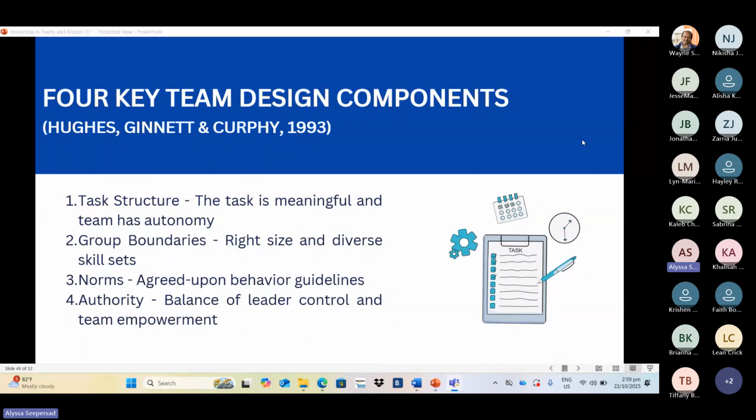This is by allowing shared power while maintaining direction when needed, and getting these elements right in the beginning sets the team up for long-term success.